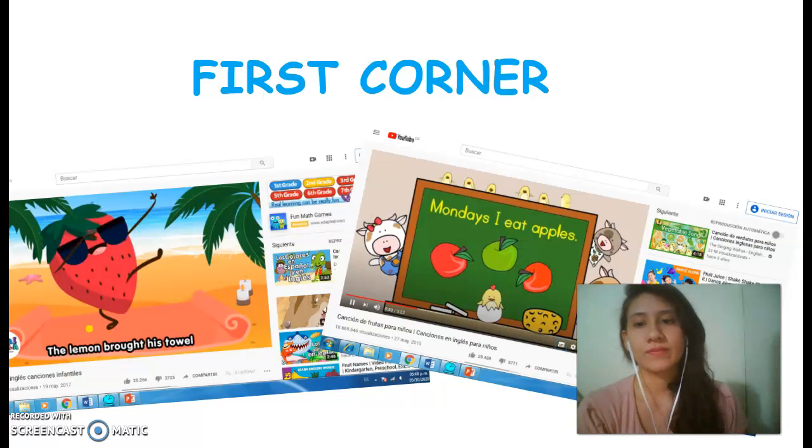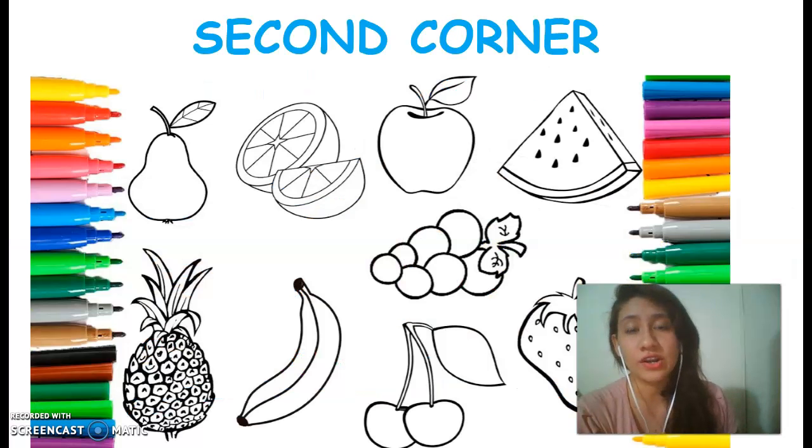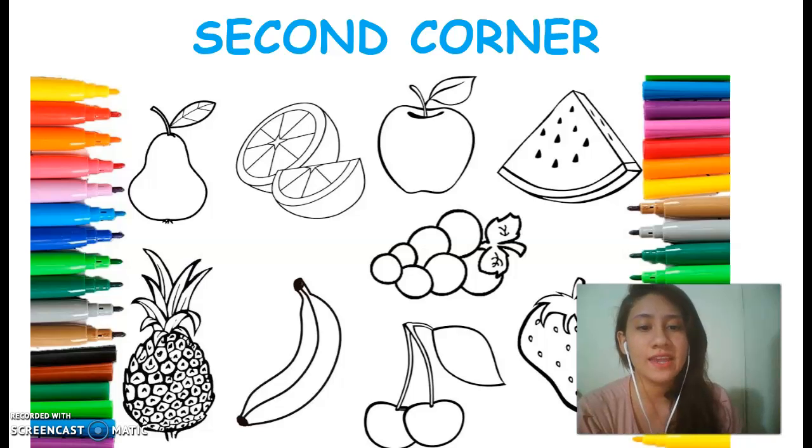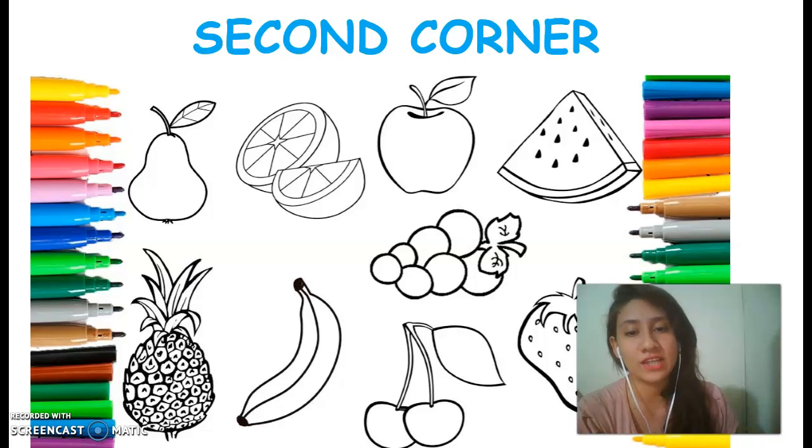First corner. In one they will be given 2 songs about fruit and their names in English to make it easier to learn. Second corner. Another corner will have the printed fruits and the child must choose 3 and draw them on blank sheets and try to say their names.